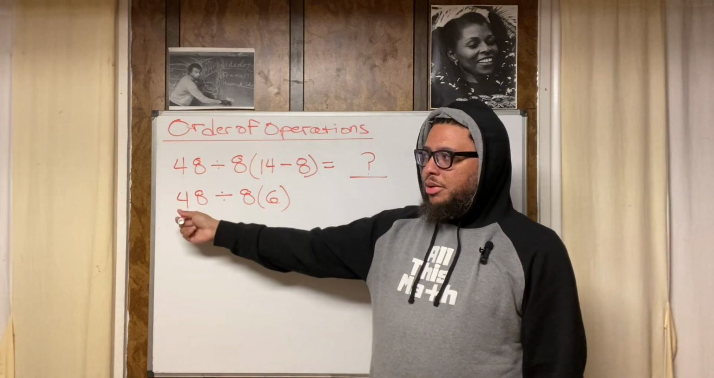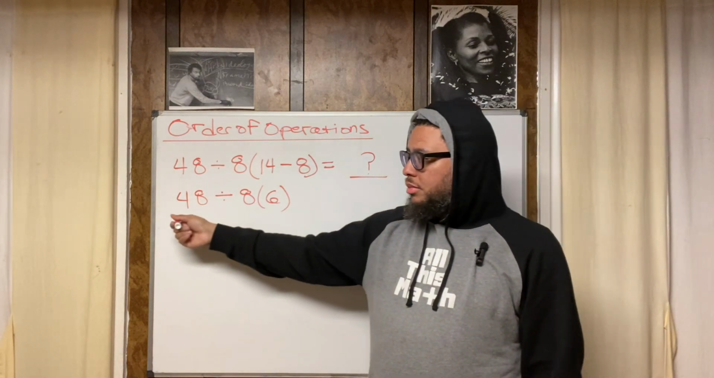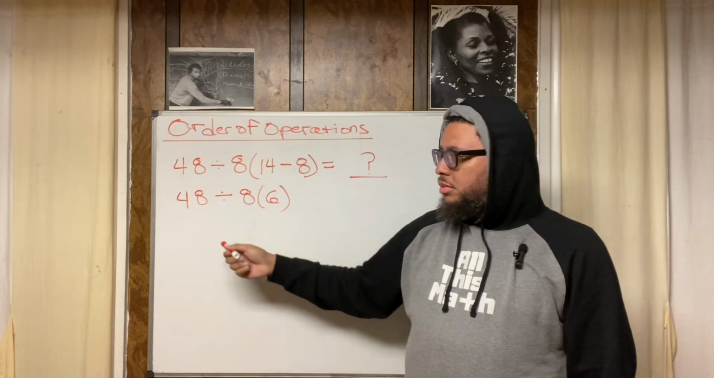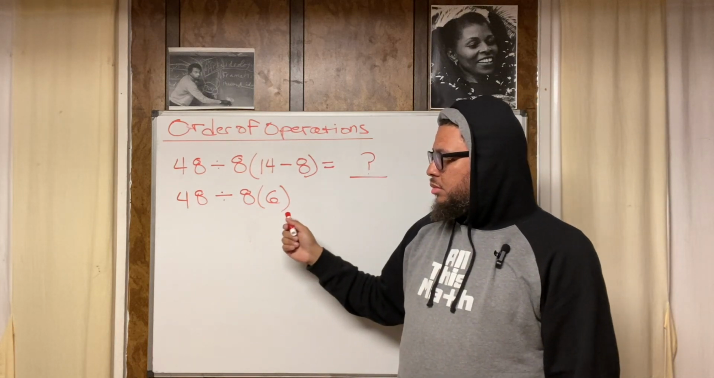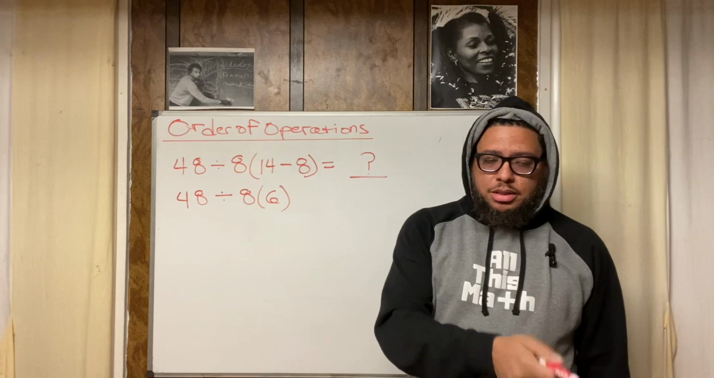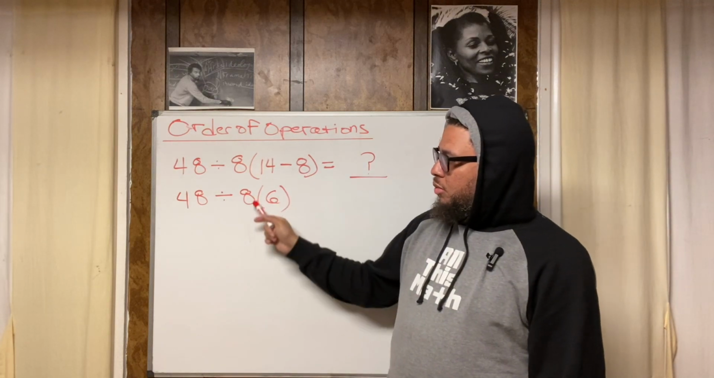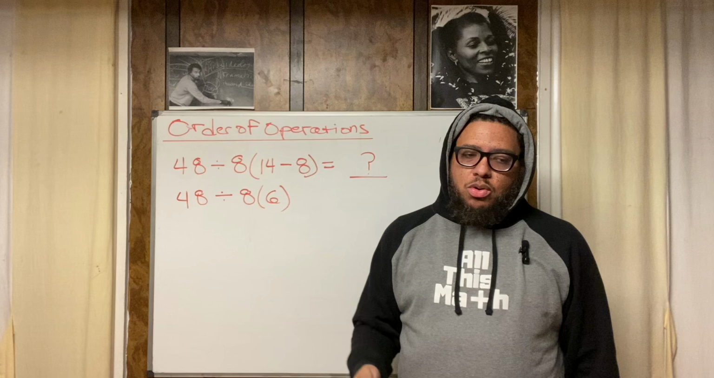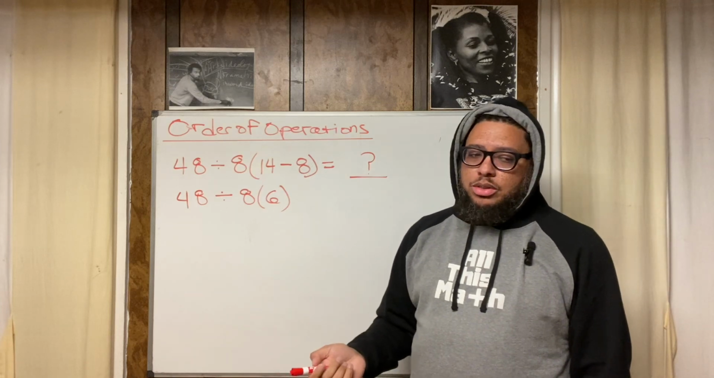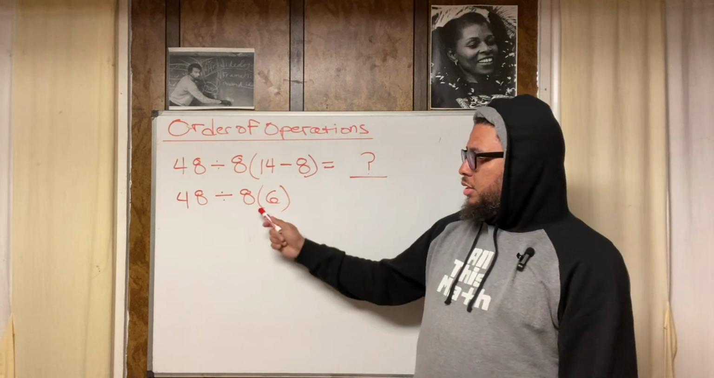Assata, read this problem out loud. 48 divided by 8 times the quantity of 6. So, I'm glad you said that, but let me correct you. Because this is not a grouping symbol anymore, you don't have to call it a quantity. You could call it that if you want to, but it's unnecessary. This is not a grouping symbol.